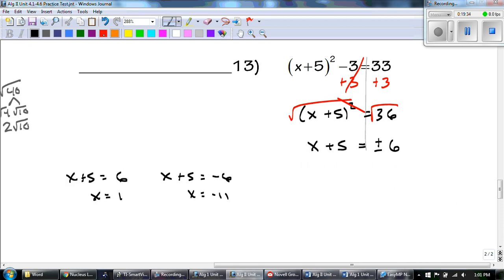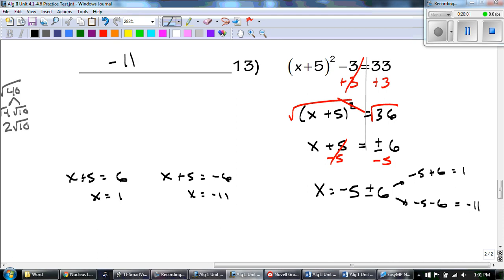The other way we talked about is subtracting 5 from both sides, bringing that -5 out front, and then saying, oh, I can simplify this to -5 plus 6 and -5 minus 6. -5 plus 6 is 1, -5 minus 6 is -11, and guess what? We get the same answers of -11 and 1.